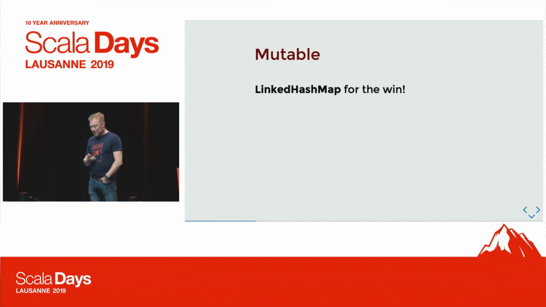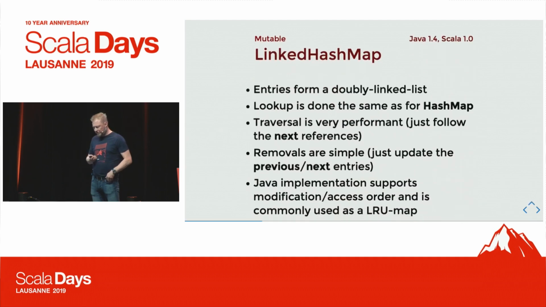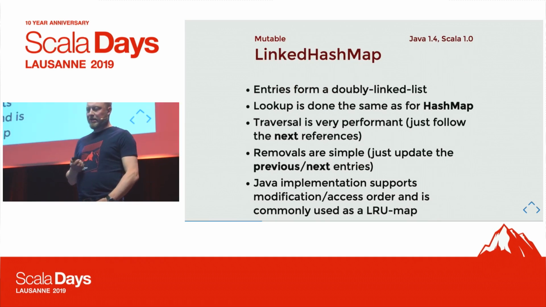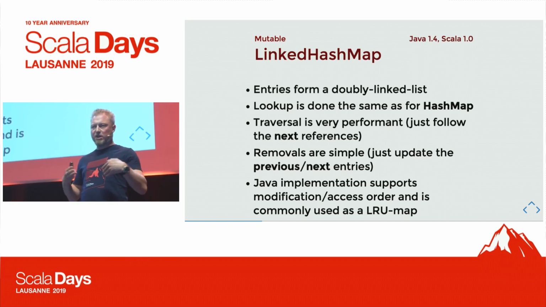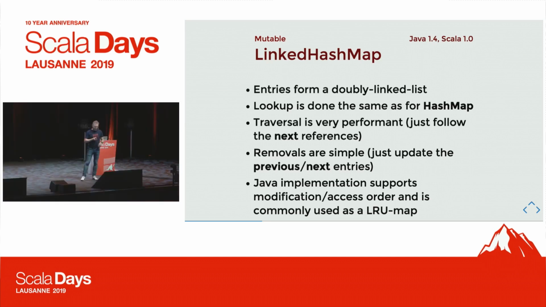That's basically just one LinkedHashMap. It has good performance, and doesn't take that much more memory than a regular hash map. It's been around in Java since 1.4, and in Scala since 1.0. I had to check that. The entries of a LinkedHashMap form a doubly linked list. Since it's mutable, you can have a doubly linked list. That's impossible for an immutable one, but for a mutable one, it's fine.